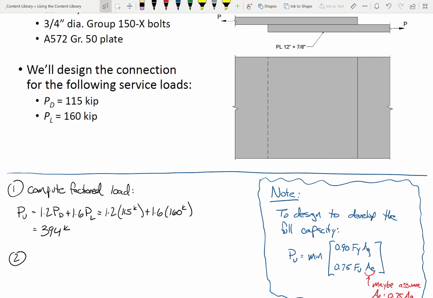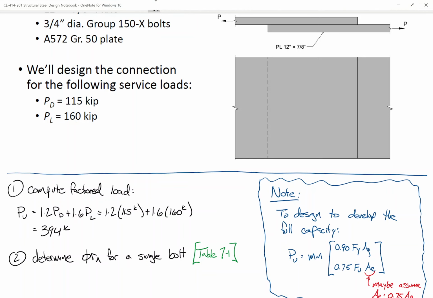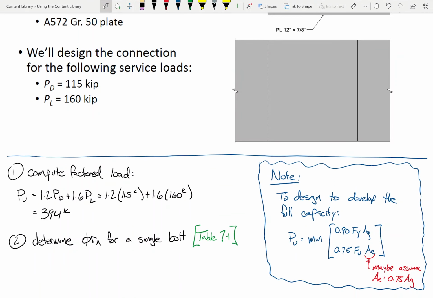is we need to figure out the number of bolts in this connection. So, in order to determine the number of bolts, we need to determine PRN for a single bolt. Okay, and I want to be clear that this step right here is the only thing that changes between a bearing type connection and a slip critical connection. And we're going to talk about slip critical next time on Wednesday. So just to throw that out there, that's the only thing that changes. Okay, so determine PRN for a single bolt.